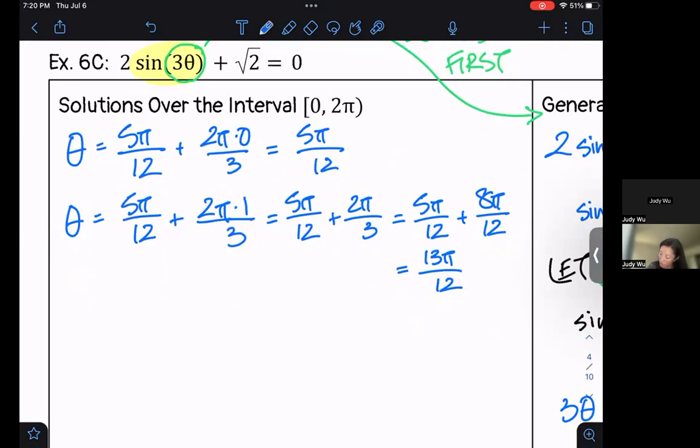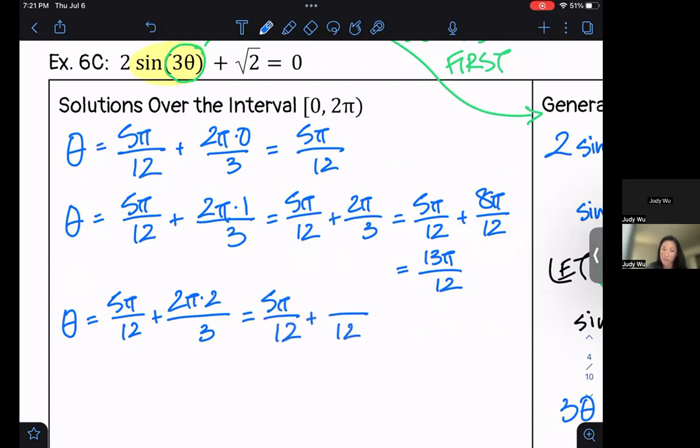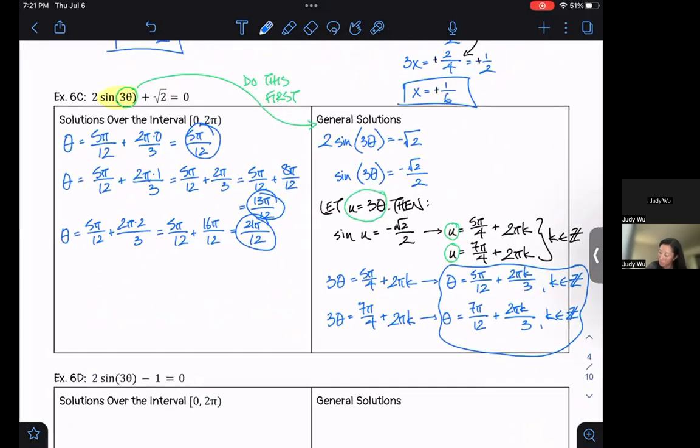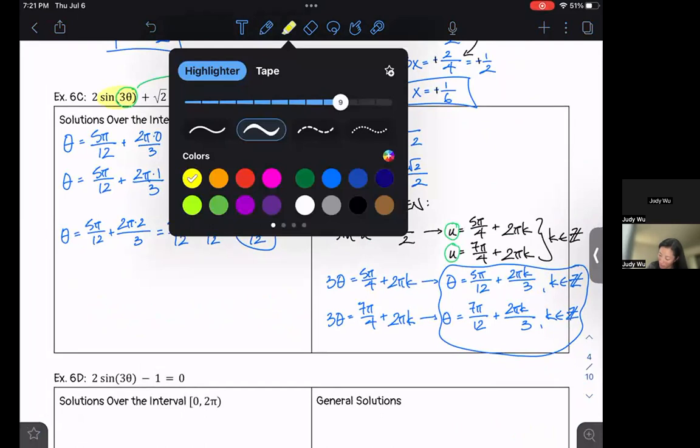Now I'm going to plug in 2. Theta equals 5 pi over 12 plus 2 pi times 2 over 3. Now I'm going to go ahead and combine some steps. I'm going to make a common denominator at the same time. So I'll get 5 pi over 12 plus, I want the denominator to be 12. So 4 times 4 is 16 pi, which gives us 21 pi over 12. So I've got 1, 2, 3 solutions from the first one here, right? And let's see if we can maybe highlight these just to make it a little bit easier for us to see.